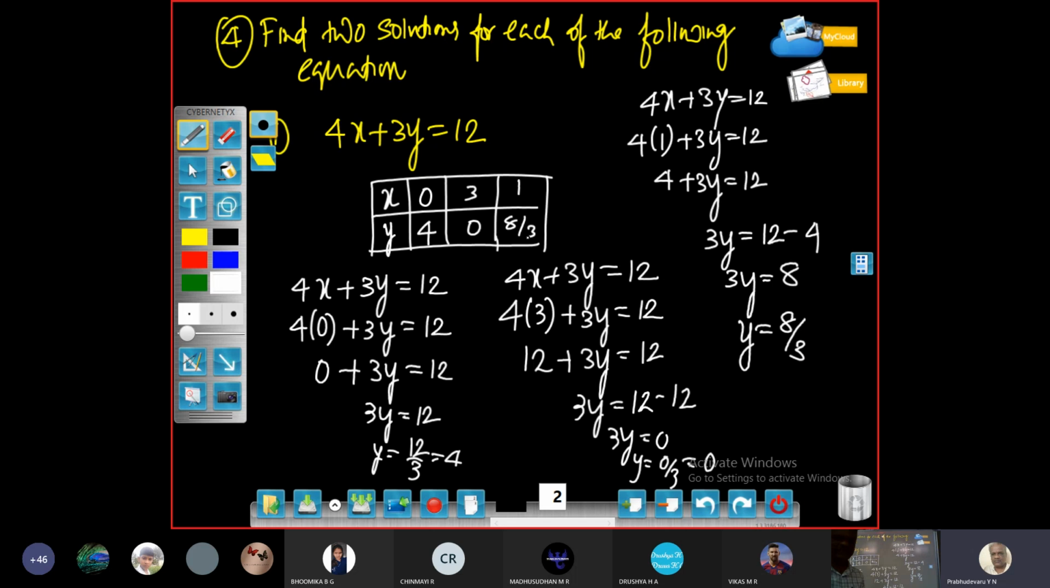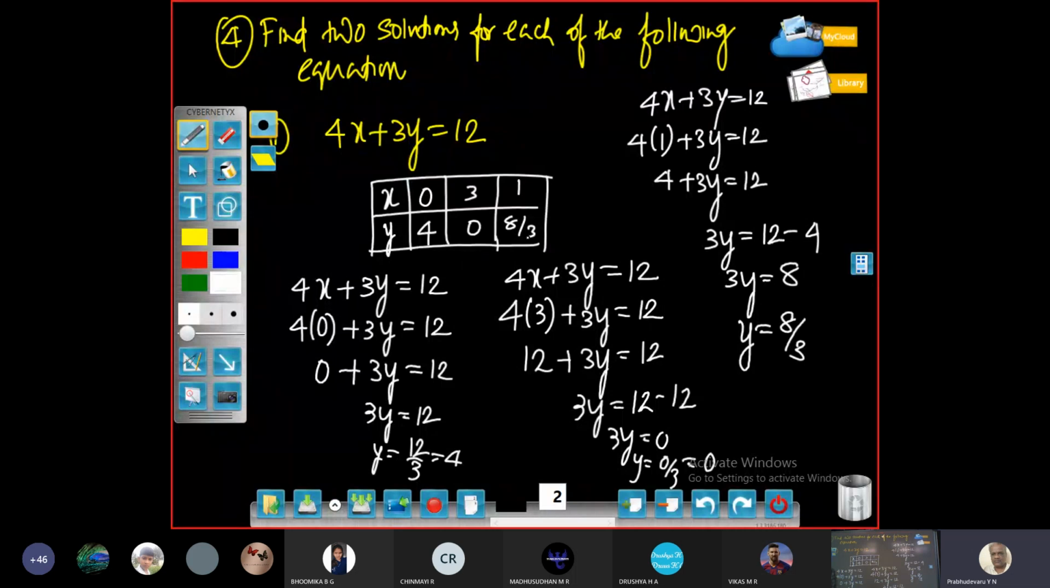That is also a solution, but it is in the form of a fraction. Sometimes it will be in decimal form, sometimes in the form of a fraction. It can be anything, any real number. Okay. So therefore, we have written 3 answers. This is the way of finding the solution.